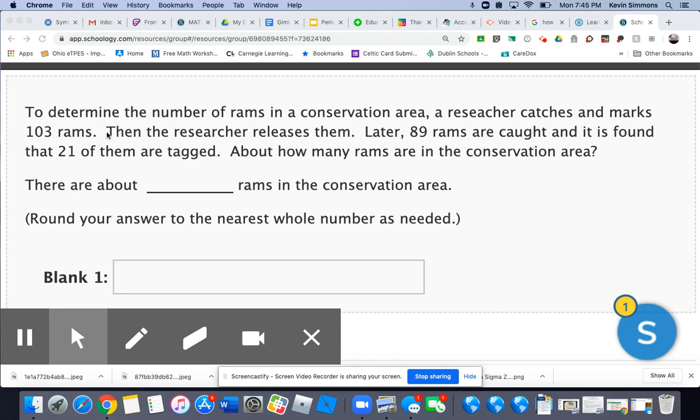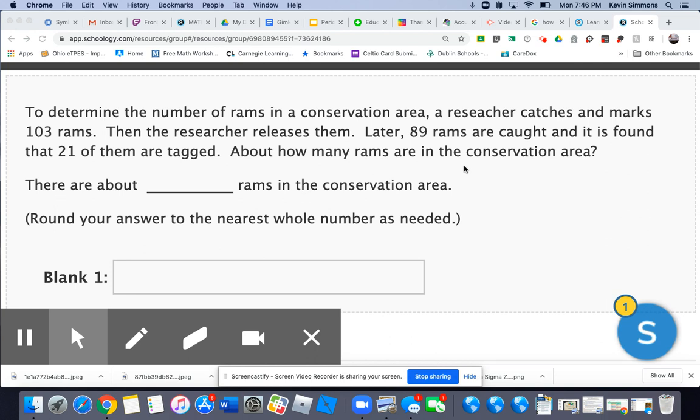So they grab 103 rams. A researcher catches and marks 103 different rams. Okay. And then this researcher releases them back into the woods. So they go back into their conservation area and they're all running around and they all get mixed in. They're eating and hanging out with all the other ones that haven't been tagged. And then they wait a little while and some time goes by. And then later on they catch a certain amount. What they catch is their sample.